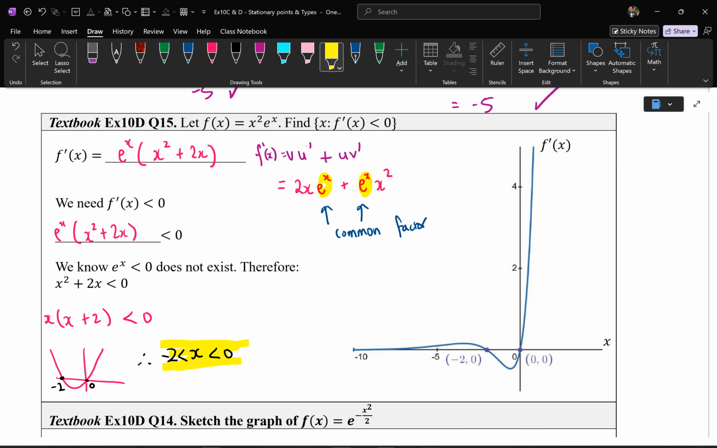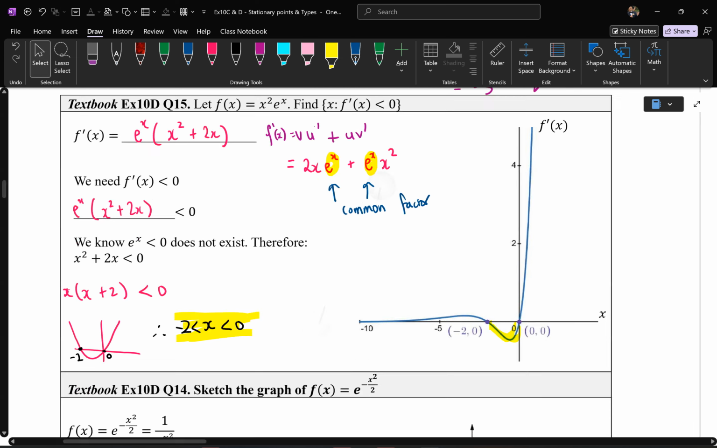Beautiful. Alternatively, if you did have a graph, then we can see this is the derivative graph. When is the derivative less than 0? It is clearly between negative 2 and 0 in that graph there. Okay, but if you didn't have a graph, then there's a couple of things you can play around with the algebra there.